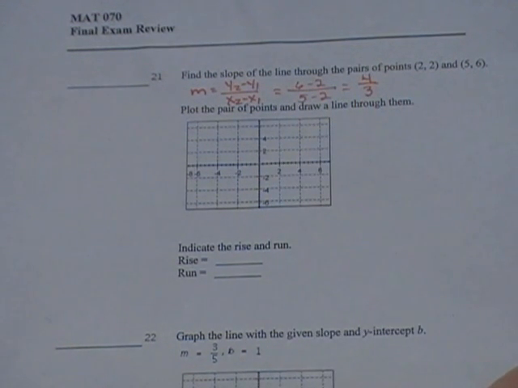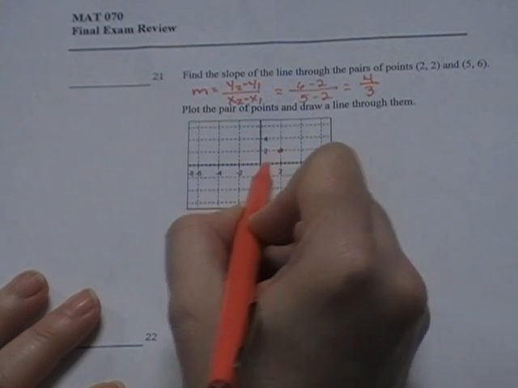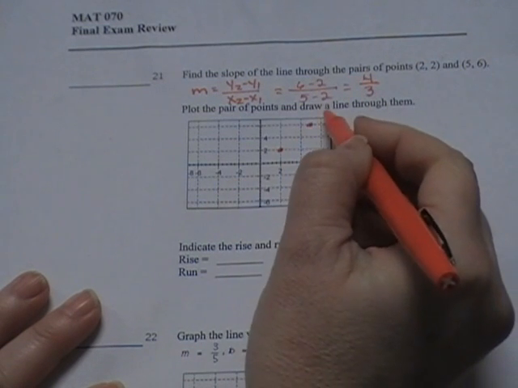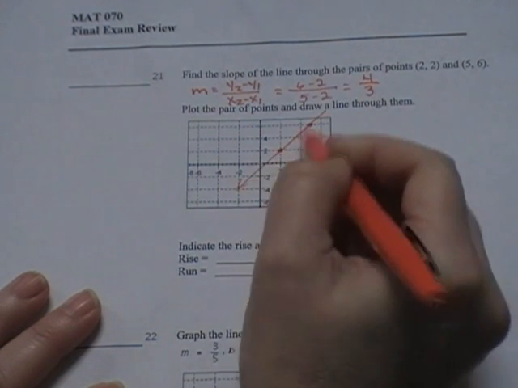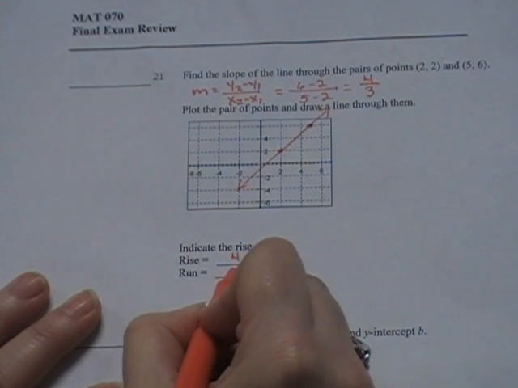Plot the pair of points and draw the line through them. 2, 2, 5, 6, and draw the line. Indicate the rise, 4, over the run, 3.